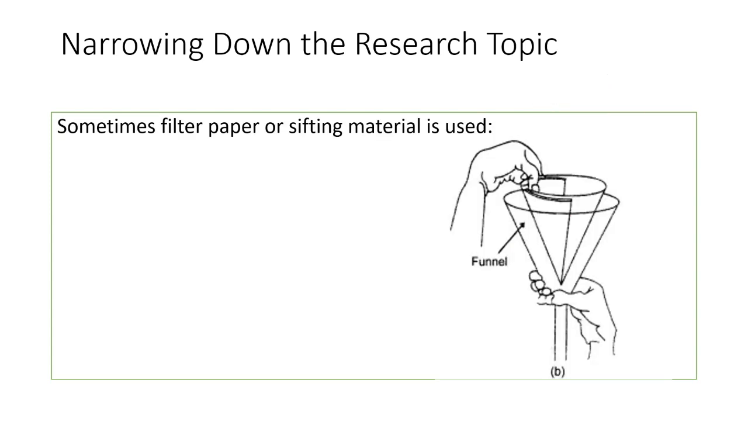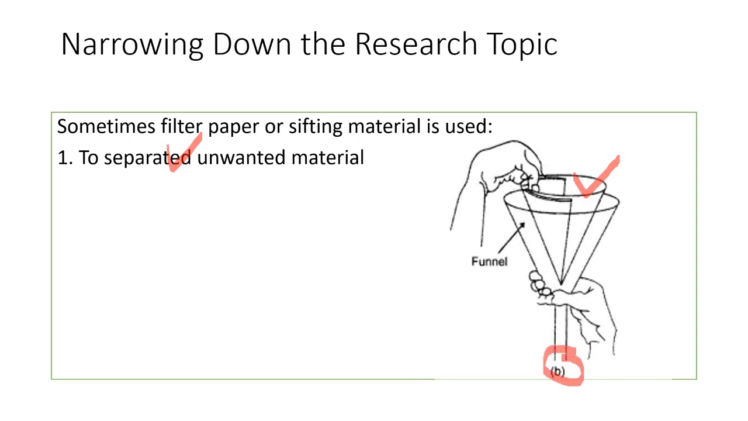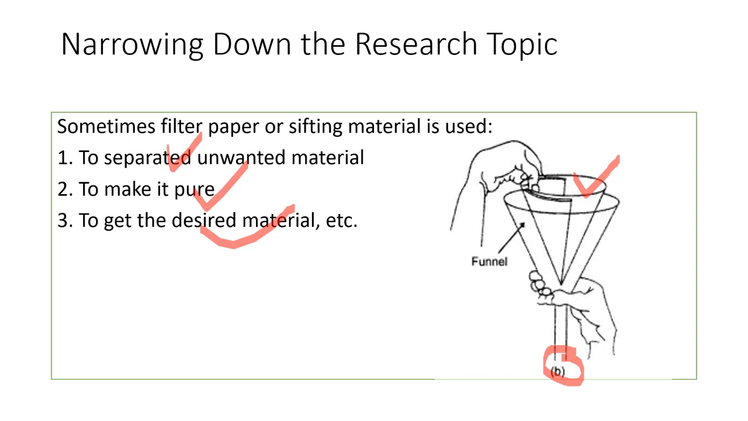Okay, let's add something to this. Here is the use of filter paper. When we use filter paper in the funnel, why do we use it? We use it, or some sifting material, to separate unwanted material, because if we want the result to be pure, we use a filter. The filtration process makes it pure. All the dirt or unnecessary things are filtered out and only pure material remains.